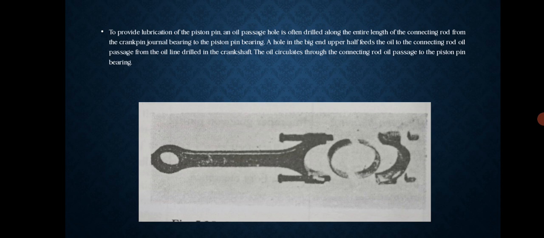To provide lubrication of the piston pin, an oil passage hole is often drilled along the entire length of the connecting rod from the crank pin journal bearing to the piston pin bearing. A hole in the big end upper half feeds the oil to the connecting rod. Oil passage from the oil line drilled in the crankshaft. The oil circulates through the connecting rod. Oil passage to the piston pin bearing.